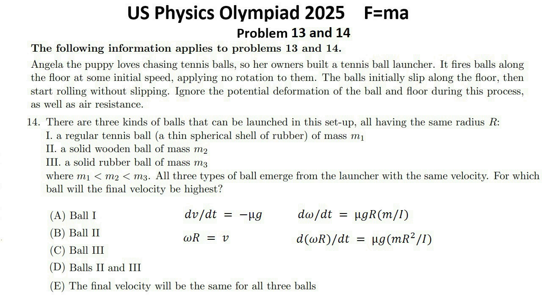The quantity m r squared over I is larger for objects where the mass is close to the axis than for objects where it is far away, so it is larger for a solid ball than for a spherical shell. This means that the solid balls will pick up angular velocity faster and will end up with a larger speed at the time when the ball stops slipping. It means that balls 2 and 3 have the same final speed, which is greater than for ball 1. This is answer D, and that was the solution for problem 14.